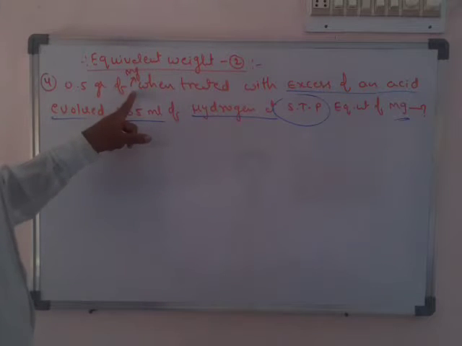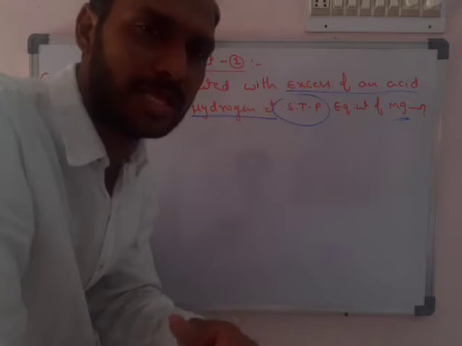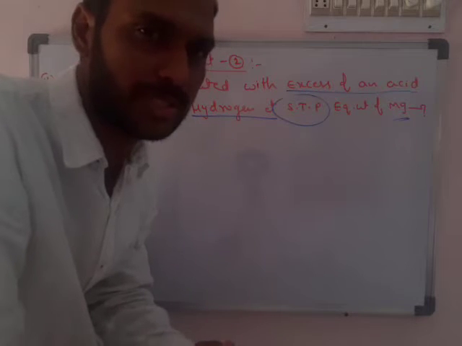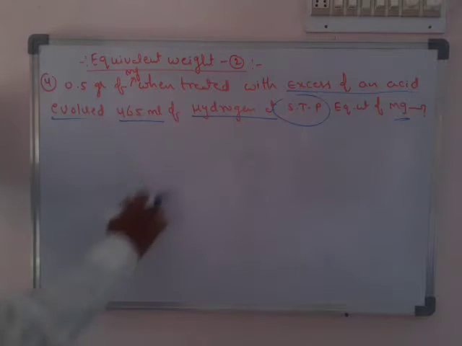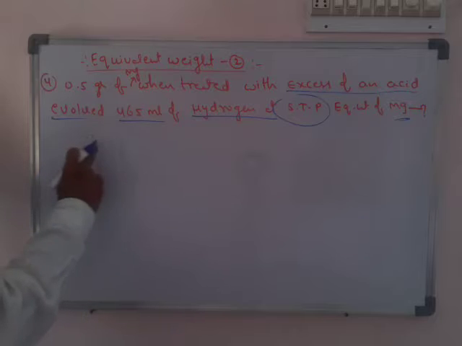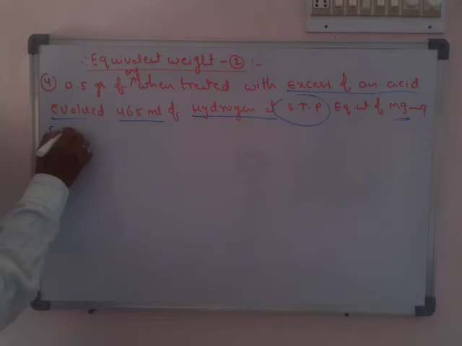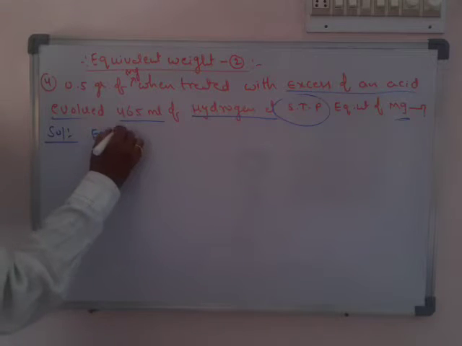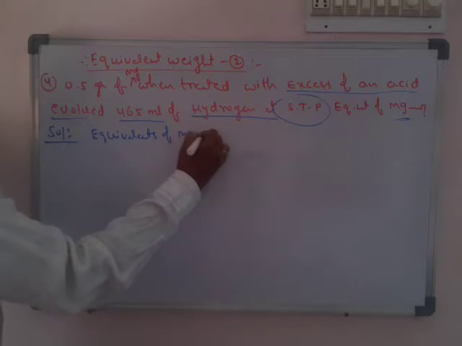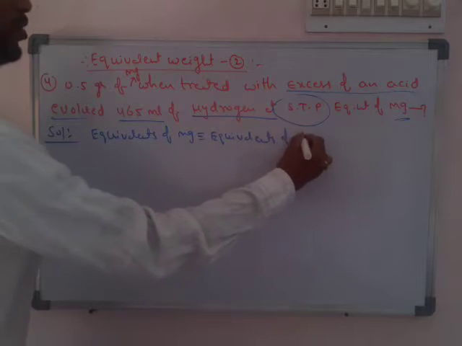So here it is given metal treated with acid. Already we know the property of acids: when they react with metal, they release hydrogen gas. So here the information given is about the metal, 0.5 grams of magnesium metal, which when reacted with acid releases this amount of hydrogen. So we can write the formula that equivalence of magnesium is exactly equal to equivalence of hydrogen.